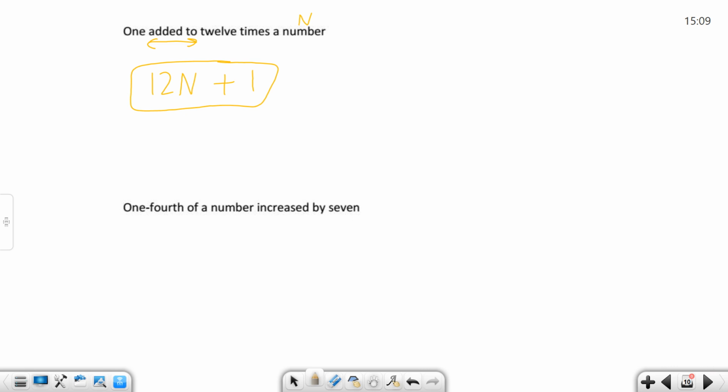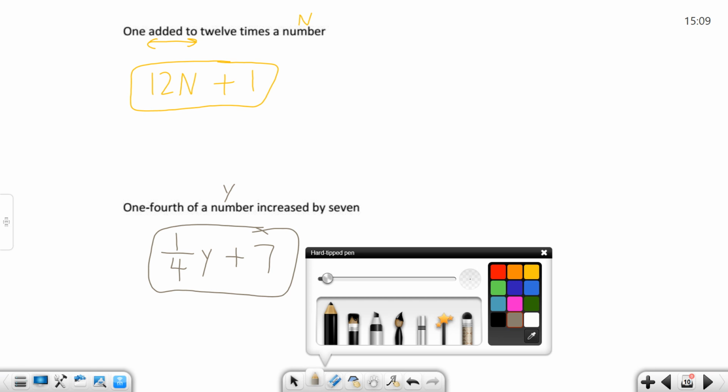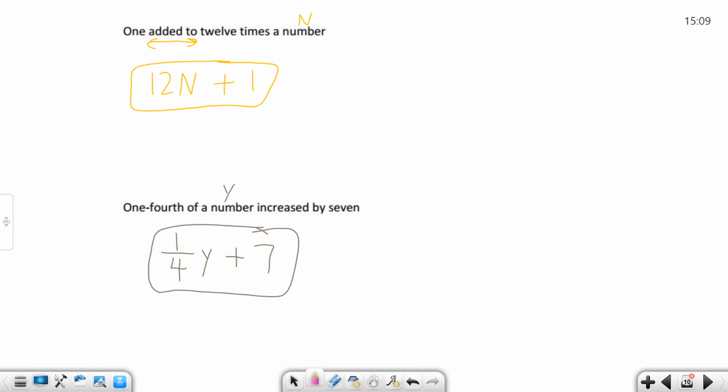1/4 of a number increased by 7. So again, we have a fraction. 1/4 of a number. So I'm going to call my number y this time. So 1/4 y. Remember, we don't use slanted fractions. We want that y in the top with the 1 or even with that line. We don't want it lowered with the 4 or a slanted fraction without parentheses. That would mess everything up. And then 1/4 y increased by 7. So plus 7. And you're done. 1/4 y increased by 7 is 1/4 y plus 7. 1/4 of a number increased by 7.